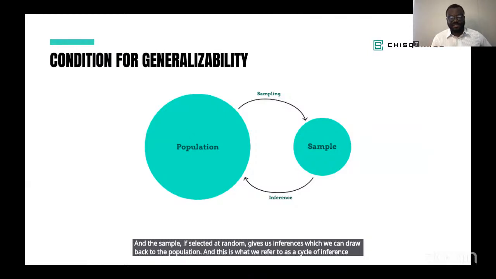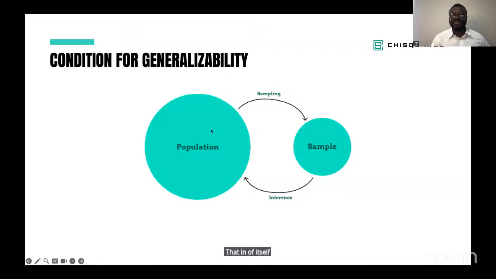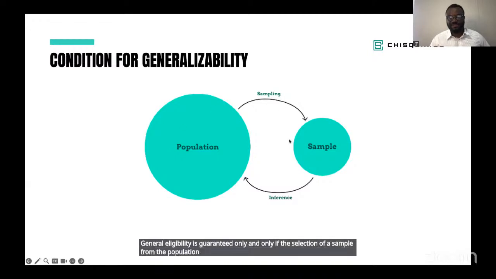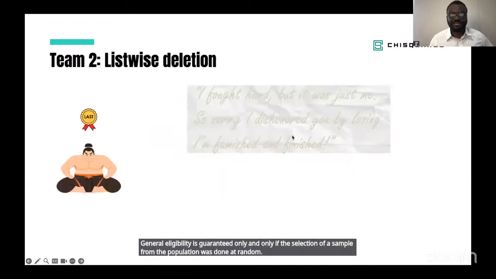So the moral of the story here is that the fact that your data set is complete and there's no missing value, in and of itself does not guarantee that you have generalizability. Generalizability is guaranteed if and only if the selection of a sample from the population was done at random. So we want to keep that in mind.